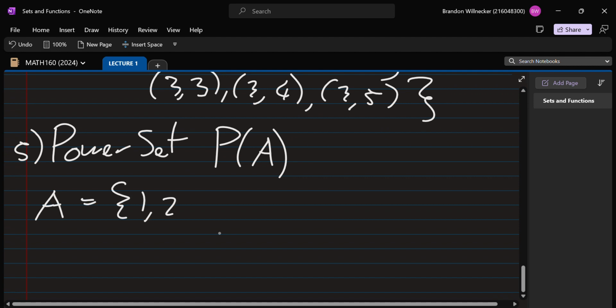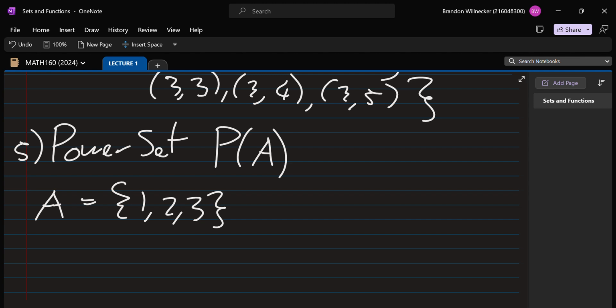Let's stick with the same A, {1, 2, 3}. The power set is the set of all subsets. We know what a set is. What's a subset? A subset is just a smaller collection of elements from the original set. So here we've got set A. If we construct a new set with just the element 1, that's a subset. It's a new set, and it contains elements from the old set. The set {1, 2}, that's a subset. Why? Because 1 and 2 came from A, we made a new set from it, we call it a subset.